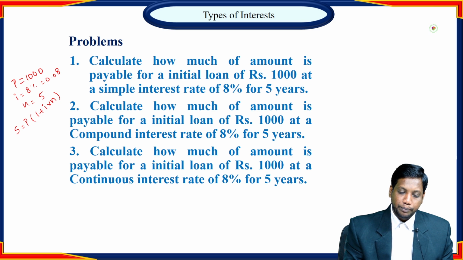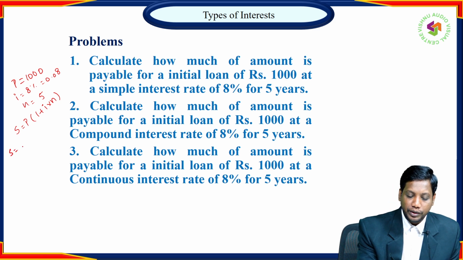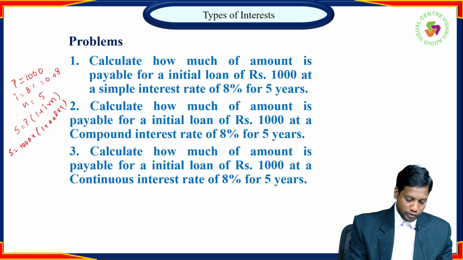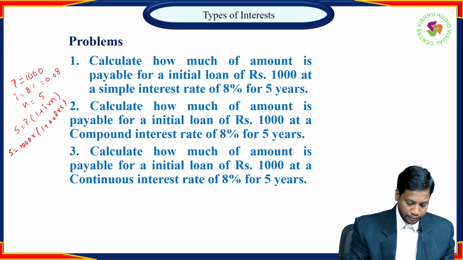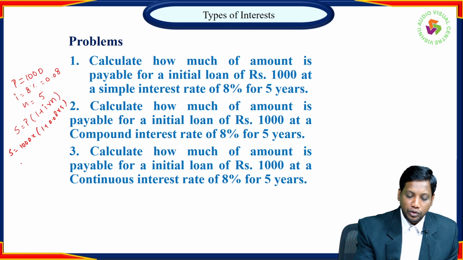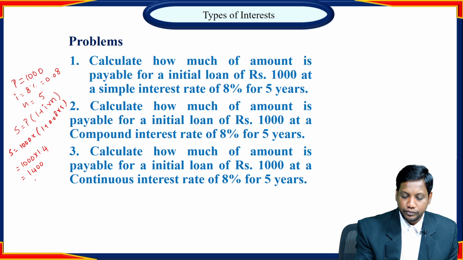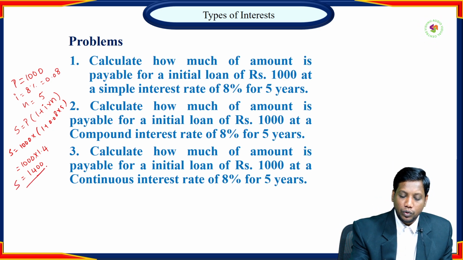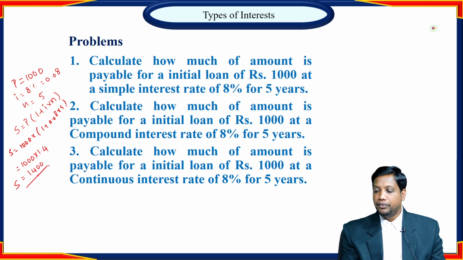Substituting all the components, S equals 1000 into (1 plus 0.08 into 5). So 0.08 into 5 is 0.4, plus 1 gives 1.4. S equals 1000 into 1.4, which gives us 1400. So 1400 rupees is the total amount accumulated after a period of 5 years.